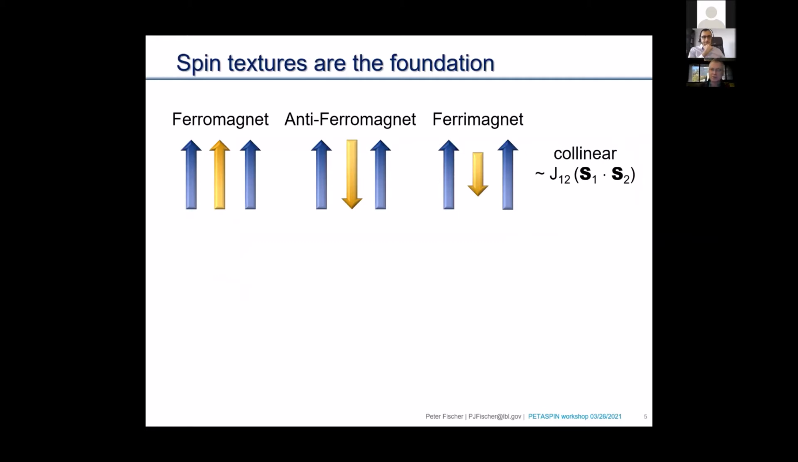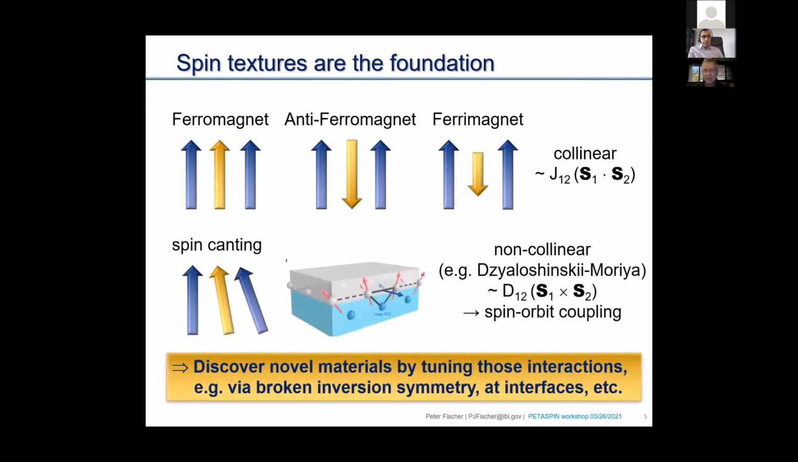So if you want to discover new materials, you have to understand the spin textures, and there are of course these two principal spin arrangements that the spins take on to go into the ground state. One is, of course, the collinear spin texture, a collinear interaction given by the Heisenberg exchange interaction. It leads, of course, to ferromagnets, antiferromagnets, ferrimagnets.